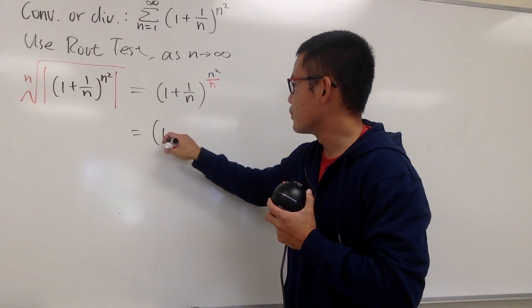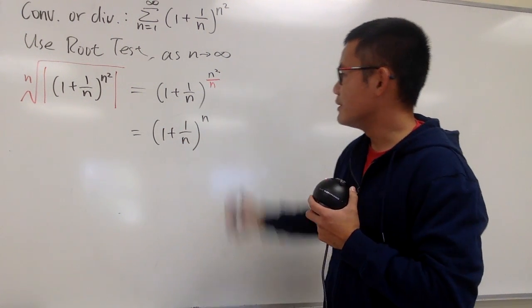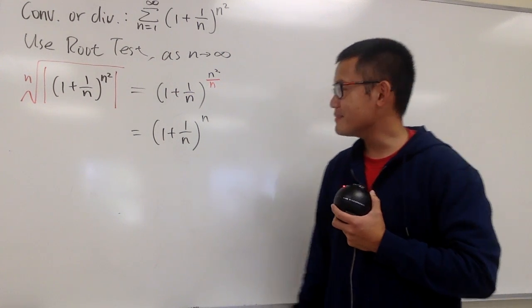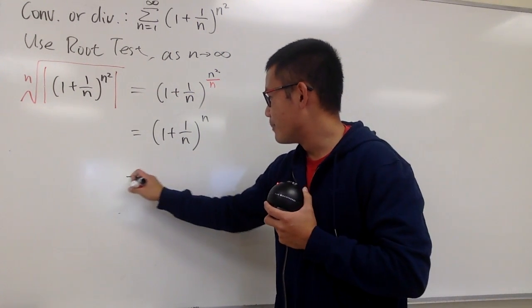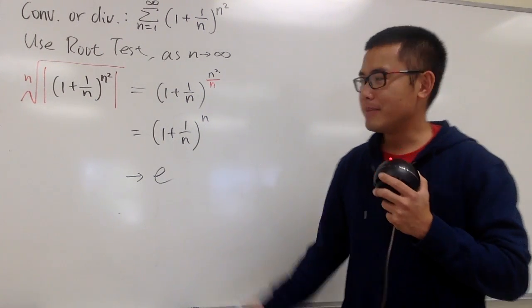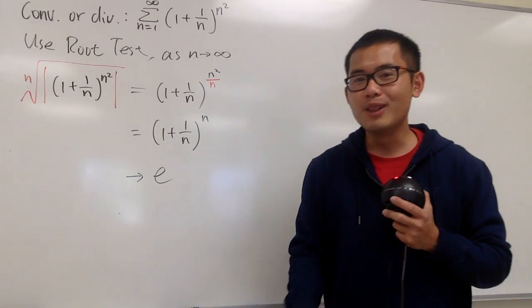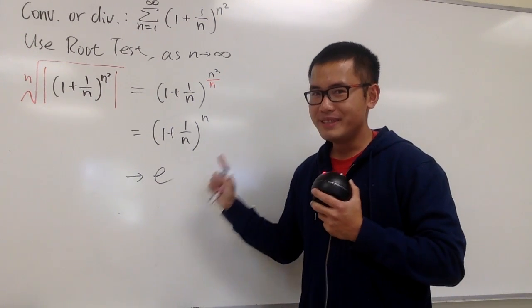And now let's work this out. Of course, this is just 1 plus 1 over n, and n squared over n is just n. And now this is what we have. Okay, what does this approach? This right here approaches e, isn't it? I'm not going to write down why. Comment down below and let me know why, all right? So this right here approaches e.